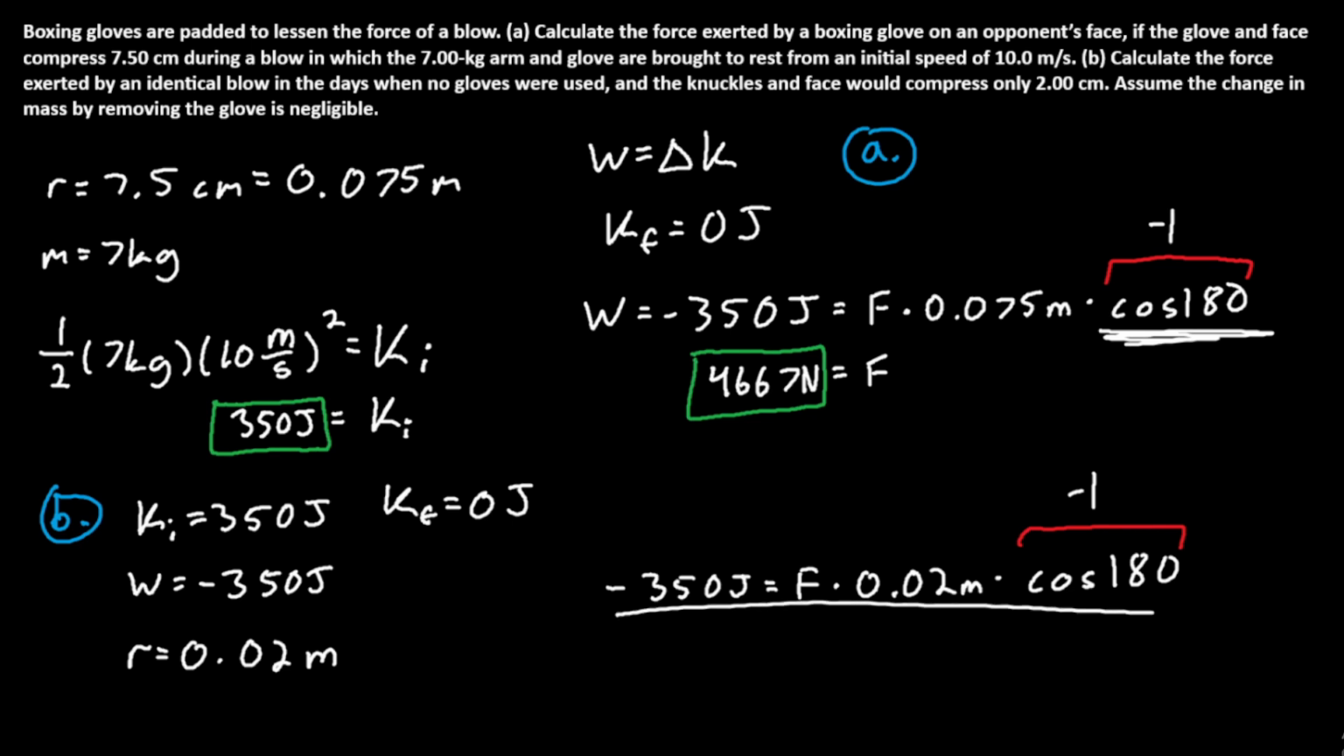So this is our work equation, just a simple dot product: magnitude of force, magnitude of displacement, and the cosine of the angle between the force and the displacement. As I've already explained, the cosine of 180 signifies that the force and the displacement go in exactly opposite directions. Once you do a little bit of algebra here and isolate force, you get a force of 17,500 newtons. Ridiculous amount of force, and it's significantly greater than the boxing glove.